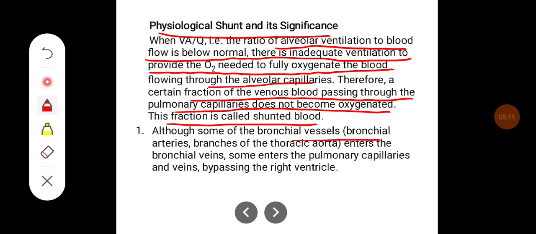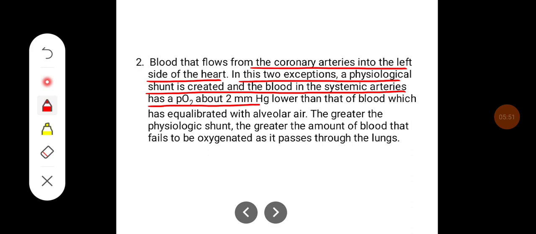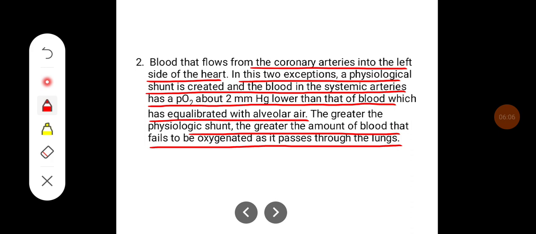Some of the bronchial vessels, that is bronchial arteries, branches of thoracic aorta, enter the bronchial vein, and some enter the pulmonary capillaries and veins bypassing the right ventricle. Also, blood that flows from coronary arteries into the left side of the heart. In these two exceptions, a physiological shunt is created and the blood in the systemic arteries has a PO2 about 2 mmHg lower than that of the blood which is equilibrated with the alveolar air. Greater the physiological shunt, the greater the amount of blood that fails to be oxygenated as it passes through the lungs.